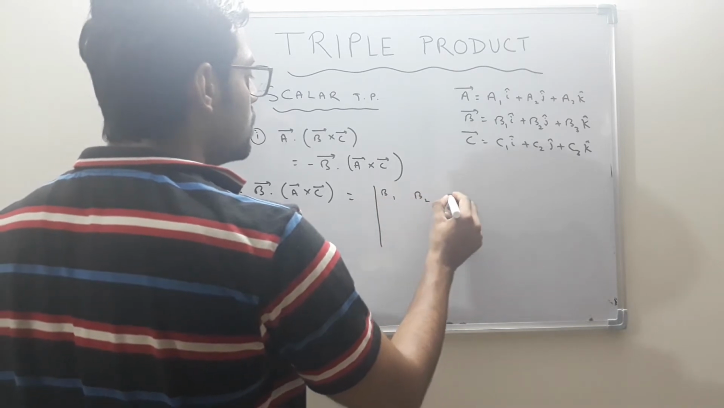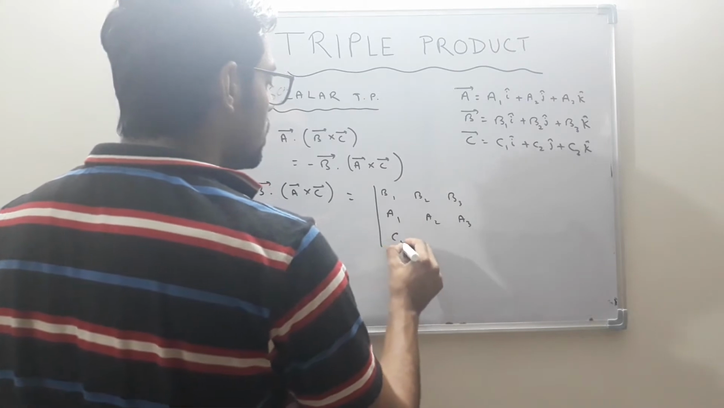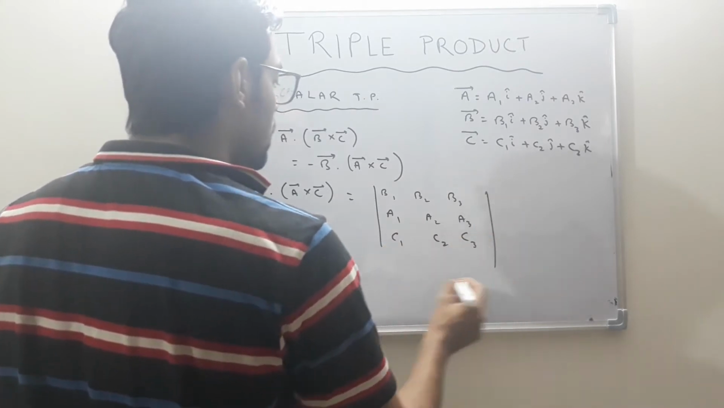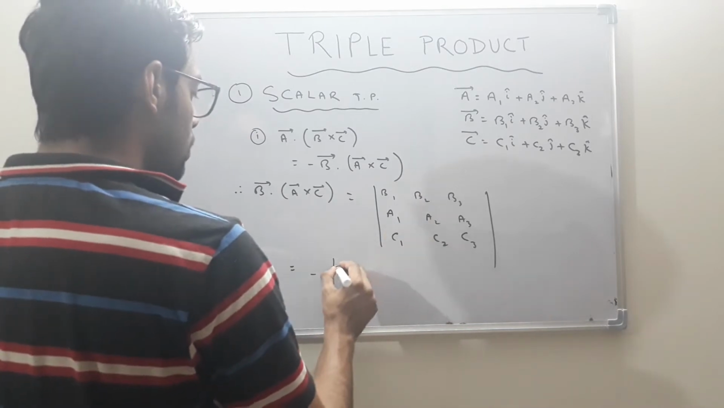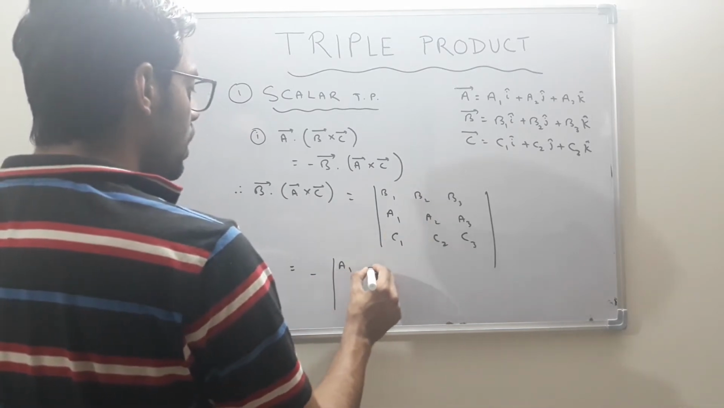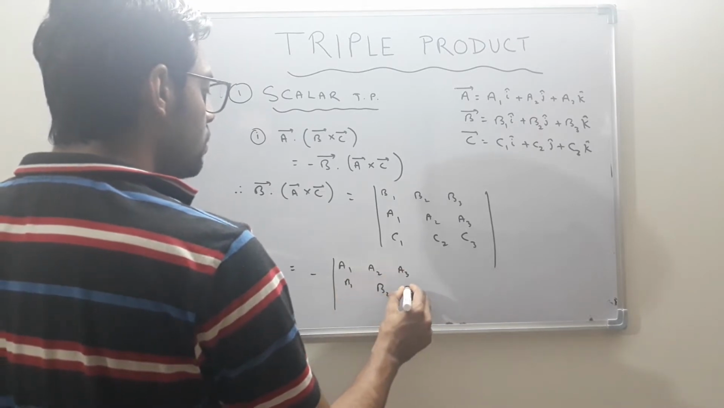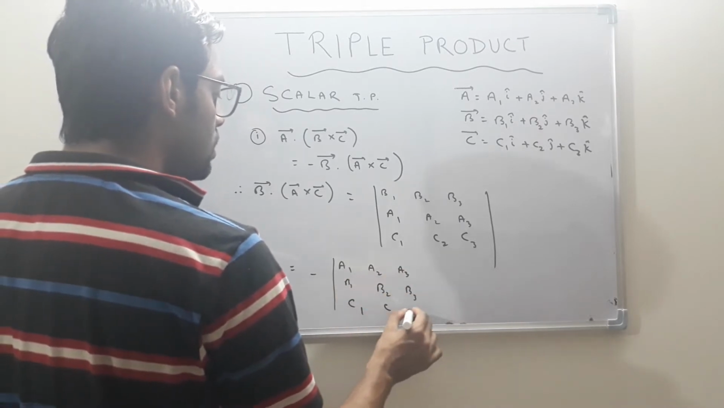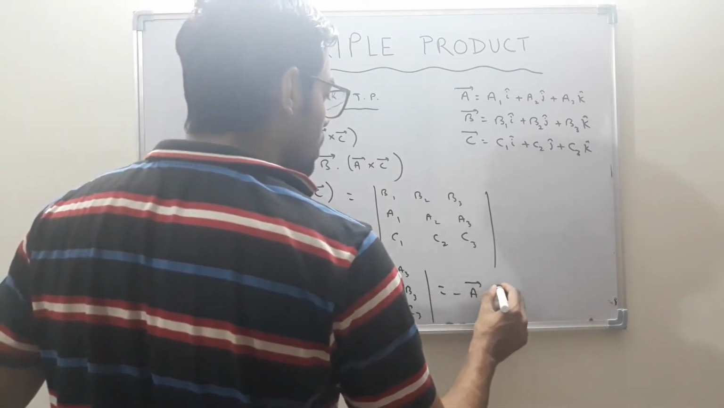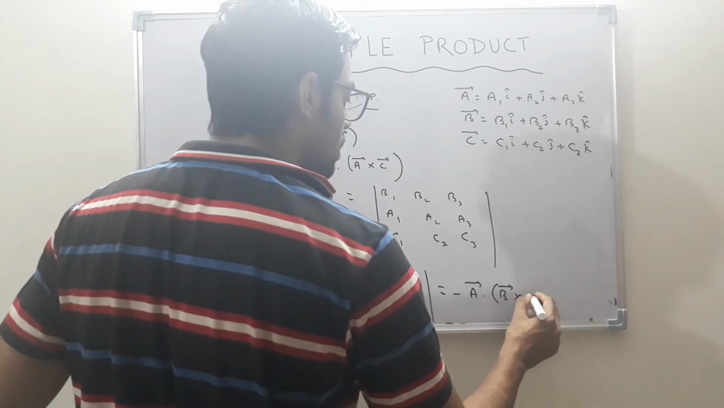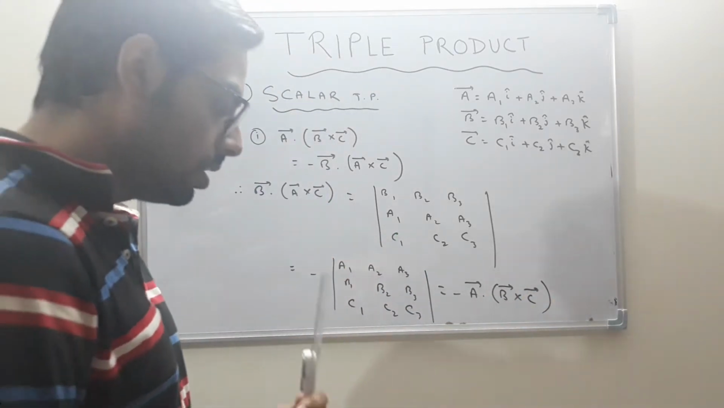B1, B2, B3, A1, A2, A3, C1, C2, C3, and it can finally be written as minus of, by interchanging the two rows we have to put a negative sign, then we can write A1, A2, A3, B1, B2, B3, C1, C2, C3, and it finally becomes minus of A dot B cross C. Therefore, A dot B cross C can be written as minus of B dot A cross C. This is an important relation.